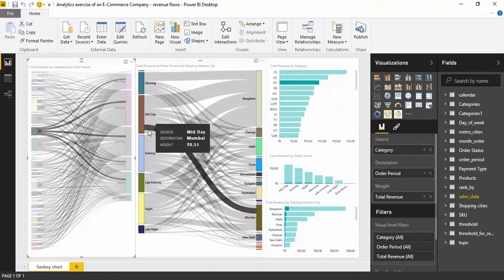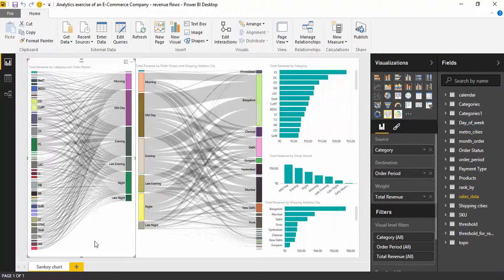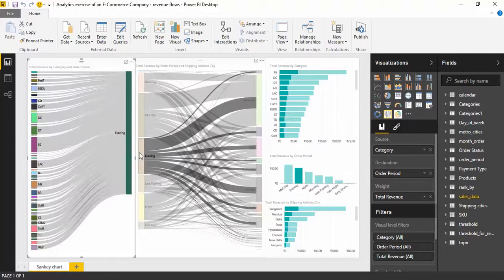So each diagram talks to the other one over here. If I double click anywhere, I come back to the starting point. I click on evening over here, and you'll see that of all the orders which were received during the evening period, which cities were they shipped to and which categories did they actually belong to. So this total is 51.78, which is the total of 51.78 here as well.